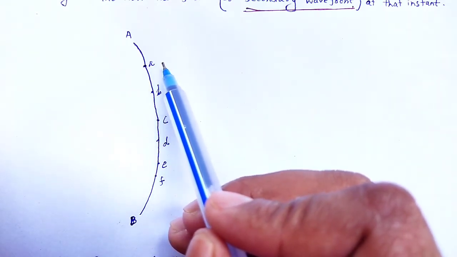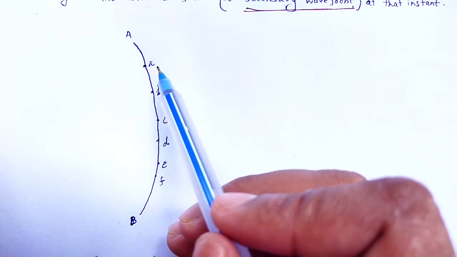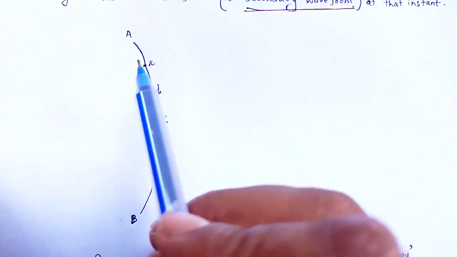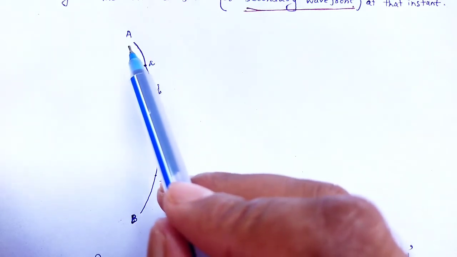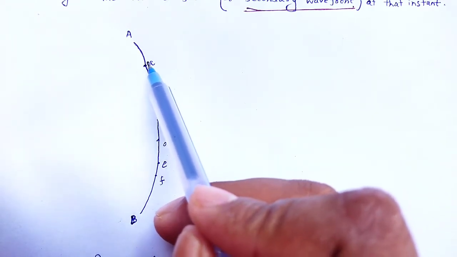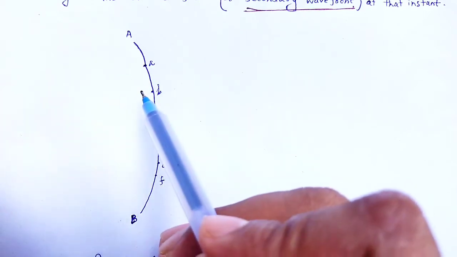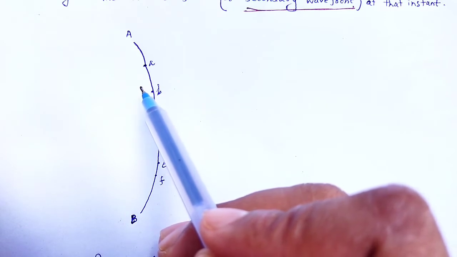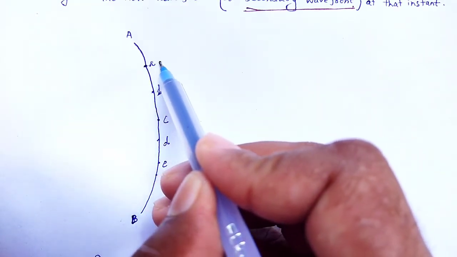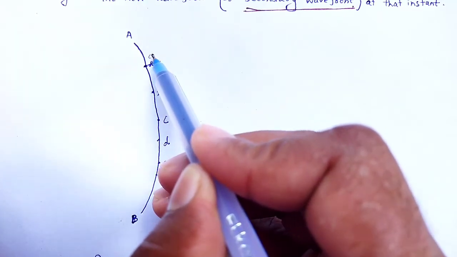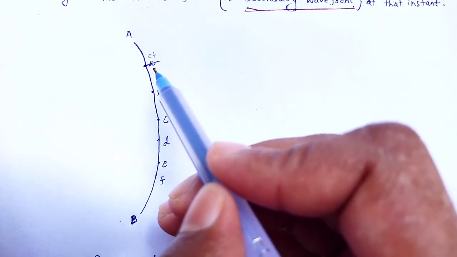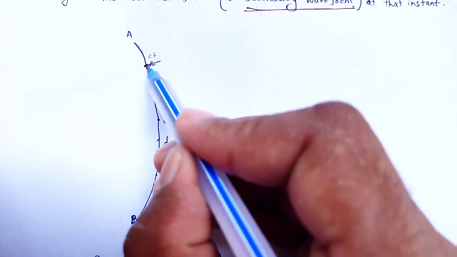In time t, each of these secondary wavelets will move through a distance ct. Distance is velocity into time, and the velocity of propagation of the wavefront is equal to the velocity of light. So, the distance traveled by each of these wavelets is c t. Now, we draw spheres taking ct as radius.